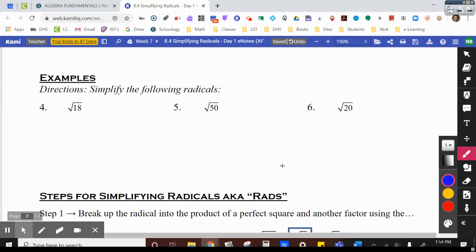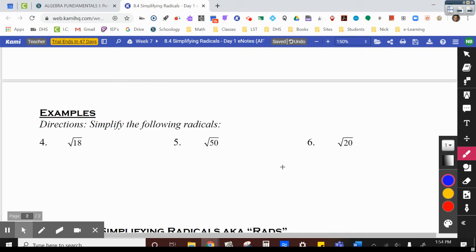All right, so again, directions are basic, right? It just says simplify the following radicals. Actually, I probably should say completely simplify the following radicals. All right, so in example 4 here, we have the square root of 18.